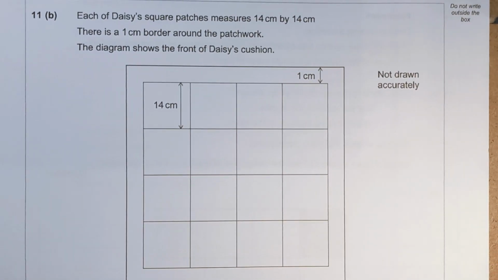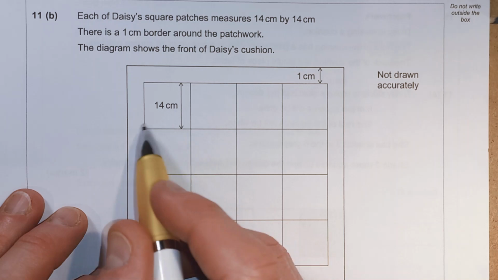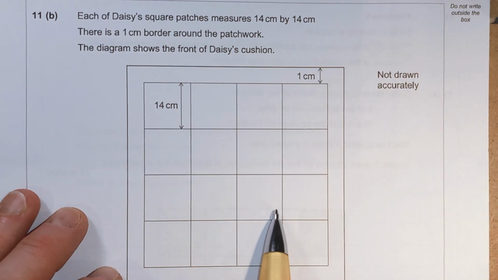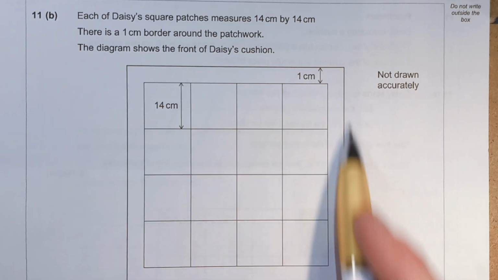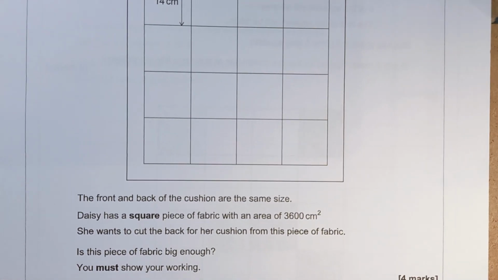(11b). Each of Daisy's square patches measures 14 centimetres by 14 centimetres. There is a 1 centimetre border around the patchwork, so these are 14 by 14. This is 1 centimetre. And the diagram shows the front of Daisy's cushion. Okay, so there's 16 squares, border around the outside.